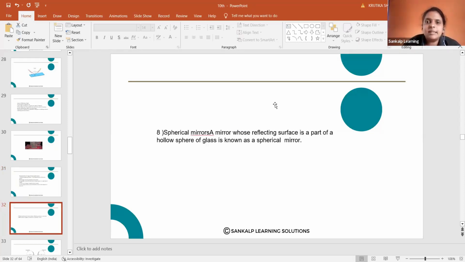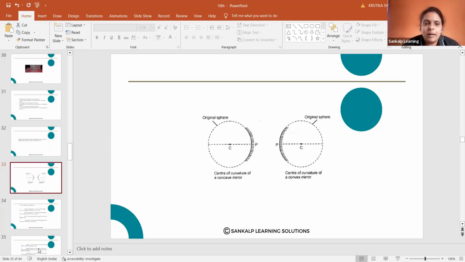Next we were discussing spherical mirrors. So what is a spherical mirror? Imagine you have a sphere which is made up of mirror. Suppose we cut this mirror into 2 parts. Last class we were discussing this. If I cut the mirror into 2 parts, one part is curved inward and the other is curved outward.